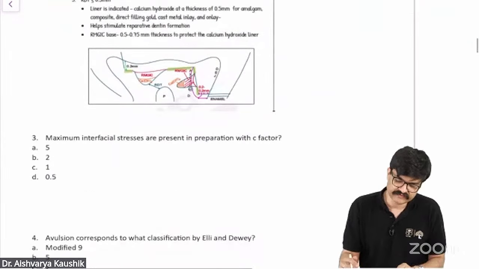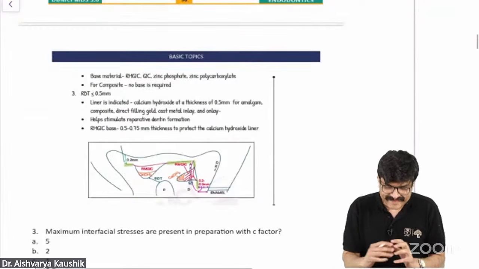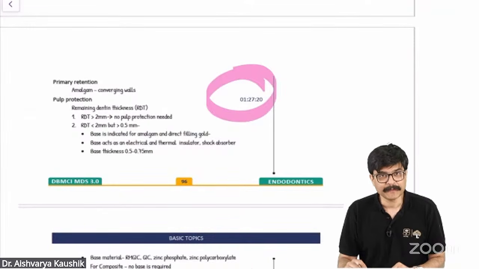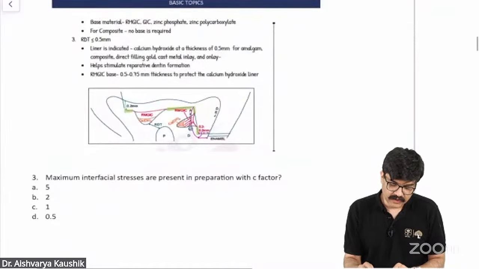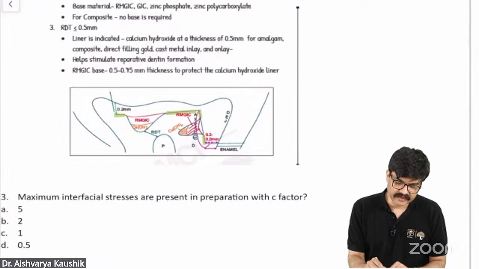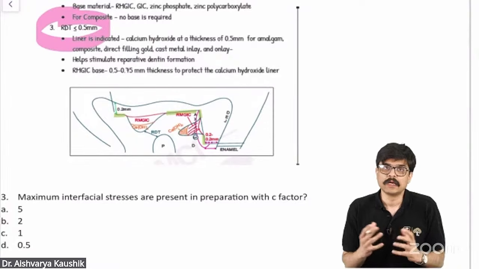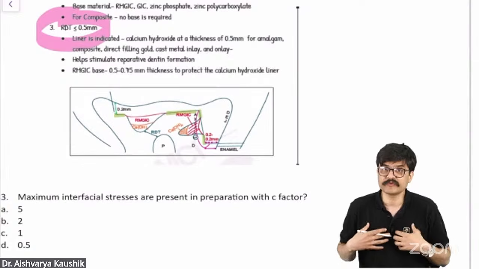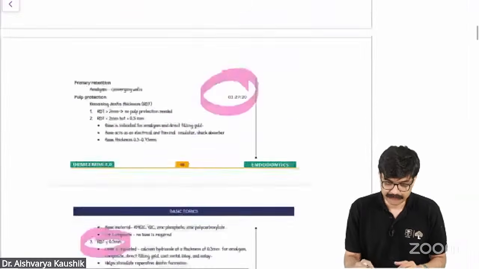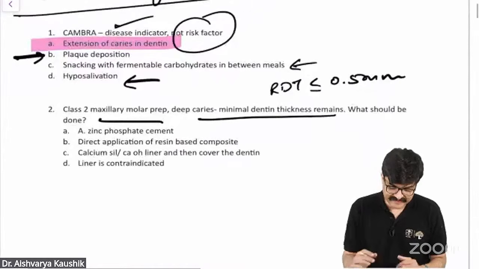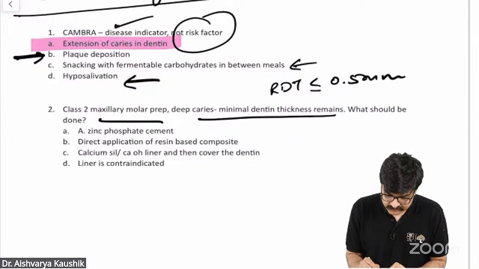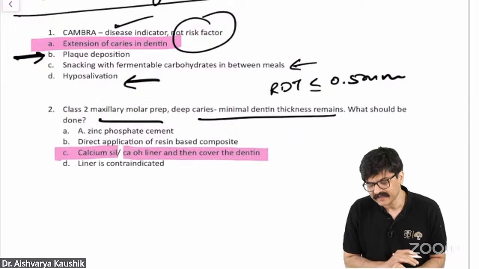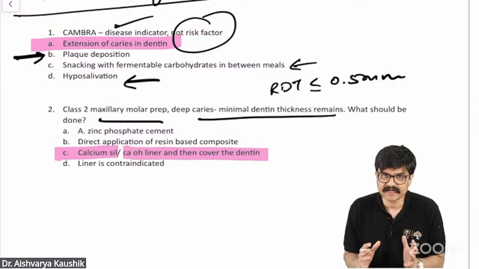And if you see here, this is a screenshot of the detailed discussions that we have, the time-stamped notes that we give you both in hard copy and soft copy. Very clearly, we've mentioned that when your RDT is less than or equal to 0.5 mm, a calcium hydroxide liner should be placed. Then you cover your dentine. And obviously the examiner is pretty helping us in the sense that he has also added this option of a calcium silicate cement as a liner or calcium hydroxide liner, and then cover the dentine. So excellent, guys. That's the answer.